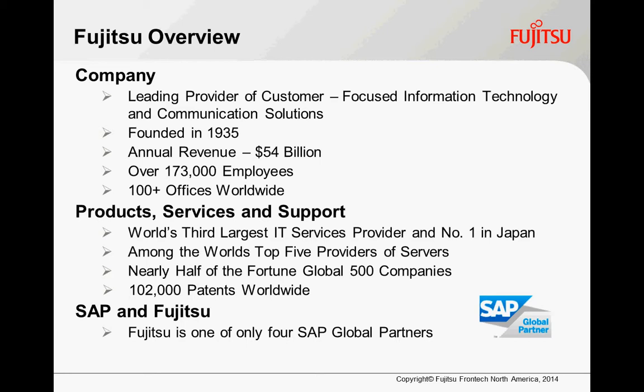Let's start with a Fujitsu corporate overview. Fujitsu is the third largest global provider of IT services, and the statistics on your screen speak for themselves. What is noteworthy is that Fujitsu is one of the most important players in the SAP world, and they've earned the designation of SAP Global Partner.